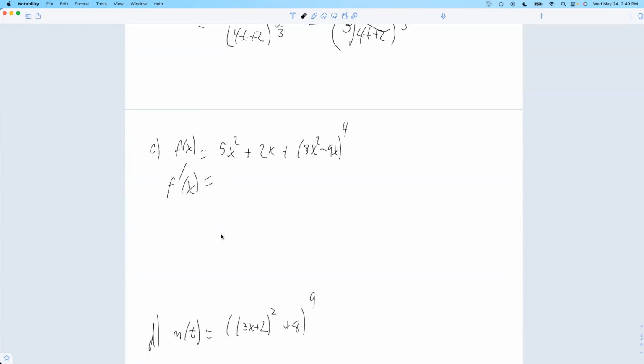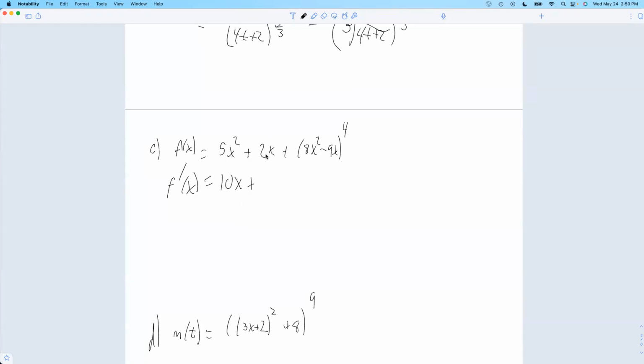The derivative is a linear operator. Anytime I have addition or subtraction, I can just take the derivative one piece at a time, one term at a time. The derivative of 5x squared is the 2 comes down and multiplies the 5. And then the 2 drops down by 1 to the first. I'm not going to write the first, but it's there.